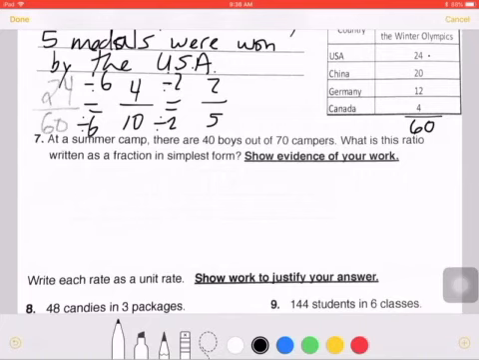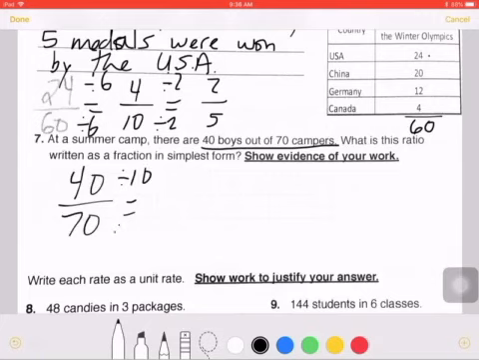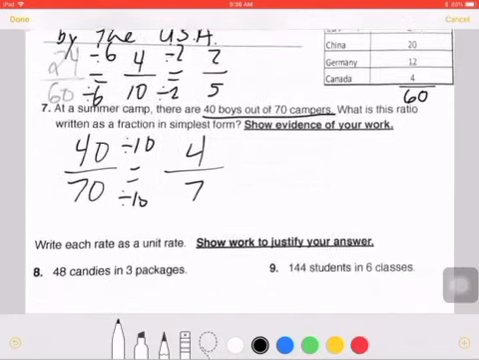Number 7, at a summer camp, there are 40 boys out of 70 campers. What is this ratio as a fraction in simplest form? Well, I'm going to write it as a fraction, 40 out of 70. We'll simplify that. I see they both end in a 0. I know they have a factor of 10. So if I divide by 10, I get 4 over 7, and that's my simplified ratio.